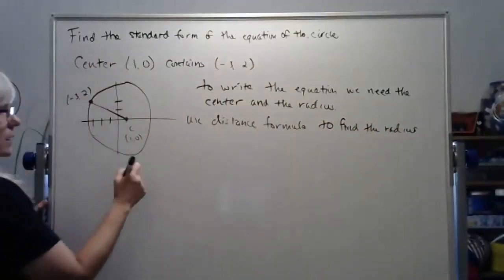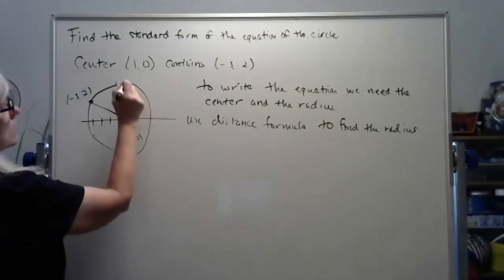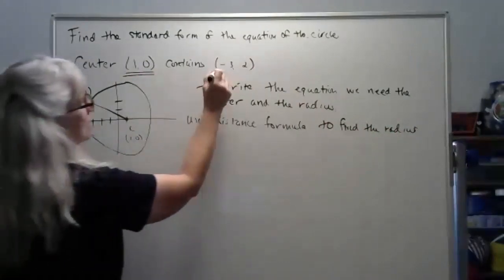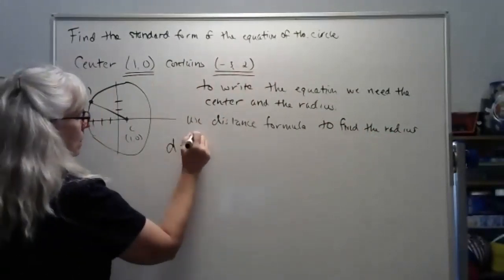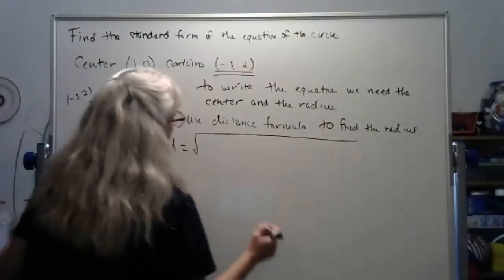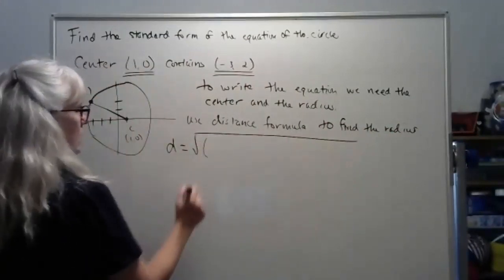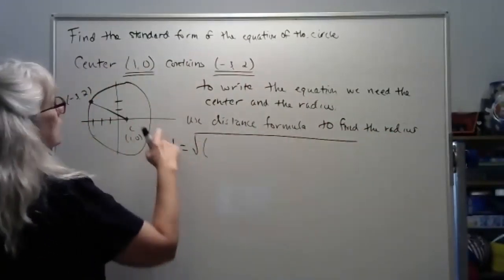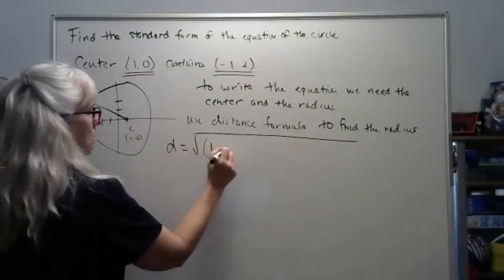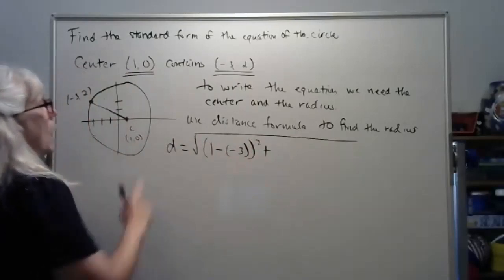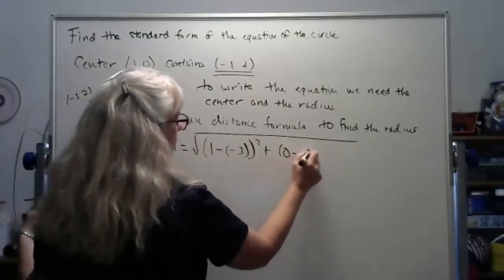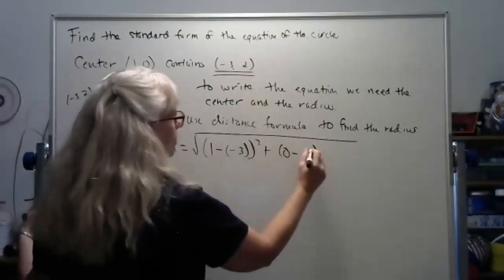So, and again, what we're doing is finding the distance between the 2 points that are given. So the distance between the center and this point that's on the outside of it. So D is equal to, and again, that was x2 minus x1. So x2 is 1 minus that minus 3, plus y2, which is 0, minus y1, which is 2, quantity squared.